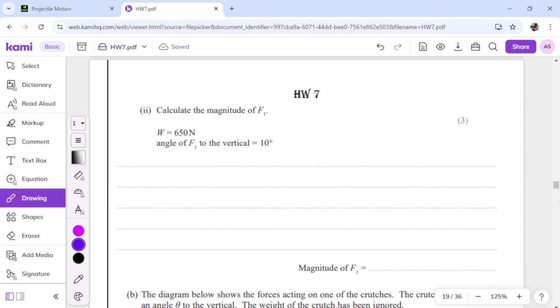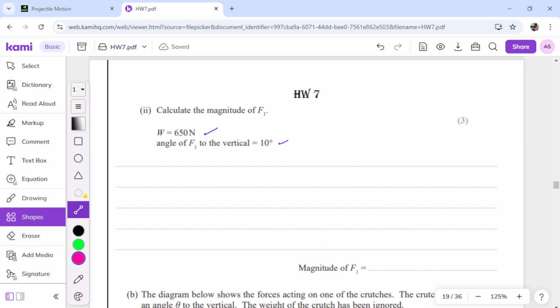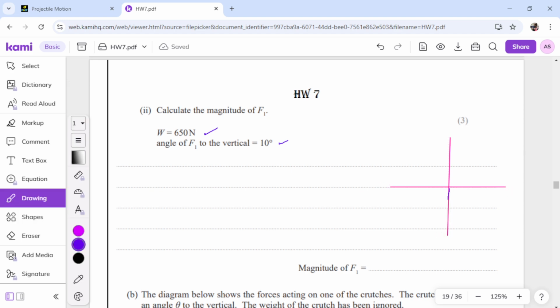Now he said calculate the magnitude of F1, and he gave me the weight and the angle of F1, which equals 10. So now we will move again. I can draw the forces that affect the girl. We have weight, which equals 650 Newton, and we have R, which equals half weight, and we have two forces, F2 and F1.